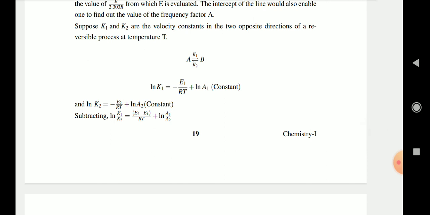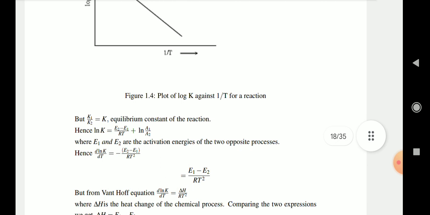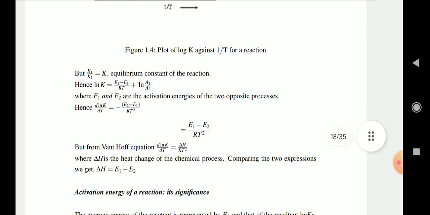ln K1 = −E1/RT + ln A1 (constant). ln K2 = −E2/RT + ln A2 (constant). Subtracting these, ln K1/K2 = ln K, where K is the equilibrium constant of the reaction, equals −(E1 − E2)/RT + ln A1/A2, where E1 and E2 are the activation energies of the two opposite processes.